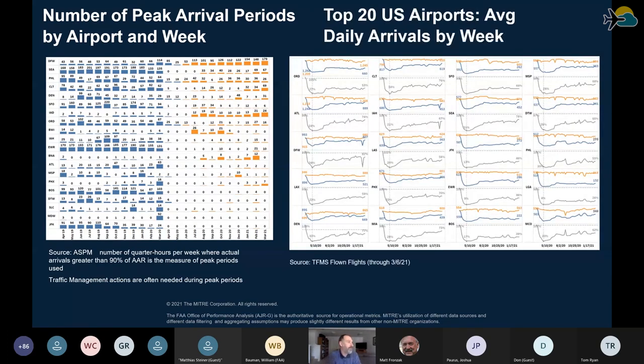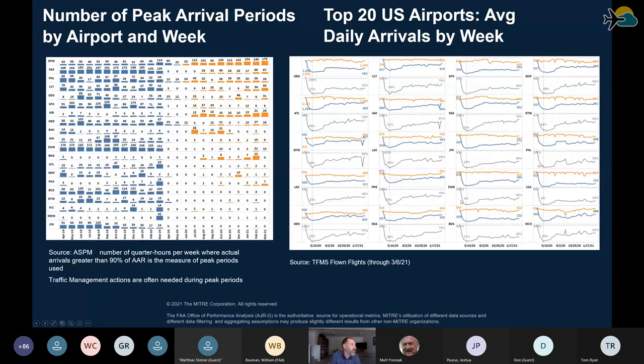If you look at the top 20 U.S. airports average daily arrivals per week, this is TFMS flown flights through early March. Again, you see the same type of story where airports like Atlanta, DFW are starting to really come back and get close to the pre-pandemic levels. Interesting, I'm sure folks know what this dip is associated with in Dallas and probably Houston in February. That was the big polar plunge that caused all the disruptions in Texas during that period.